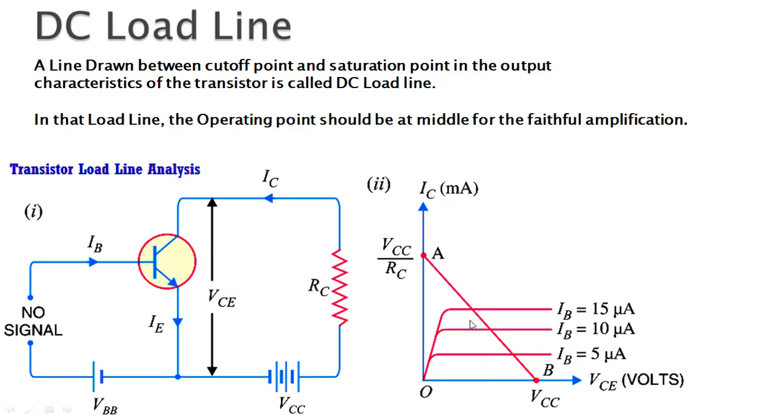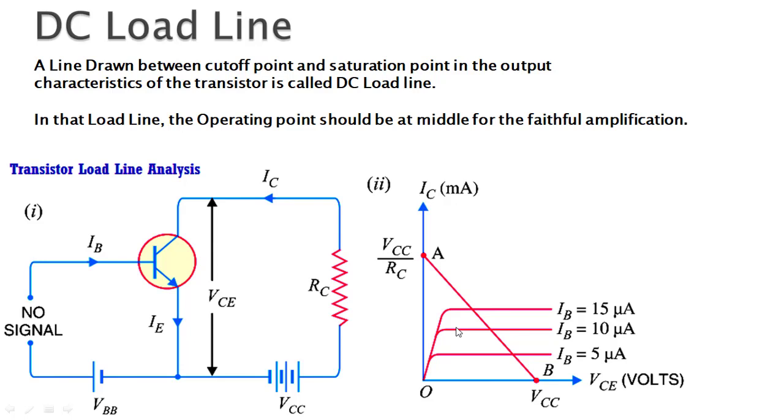So this is the output characteristics, and in it a line is drawn. One point is the cutoff point. At the cutoff point, IC is 0 and VCE is equal to VCC. And this is the saturation point. At the saturation point, VCE is equal to 0 and IC is equal to VCC by RC. So the line drawn between the cutoff and saturation points is called the DC load line. This is the output characteristics of a transistor.